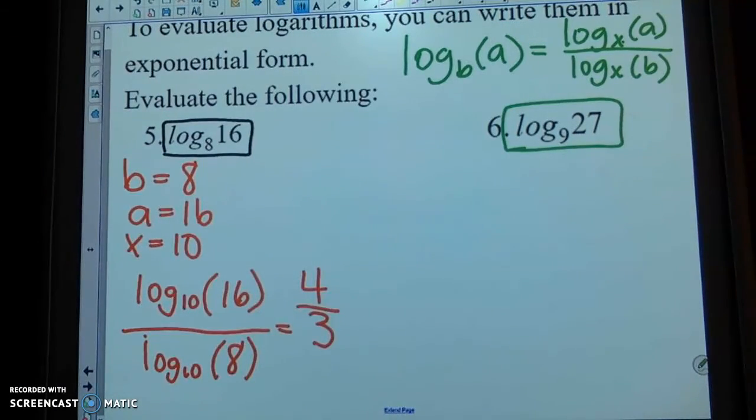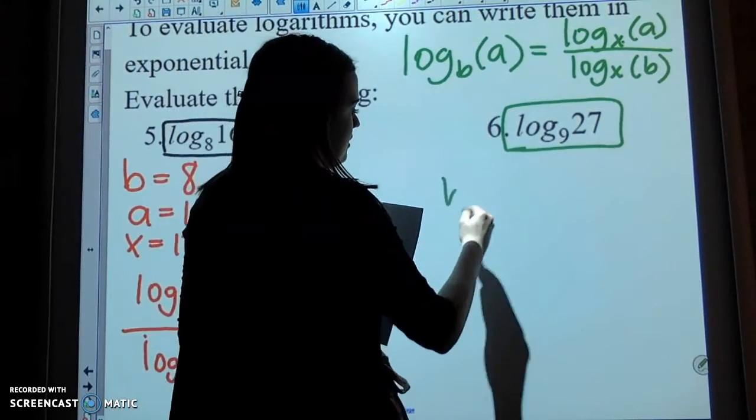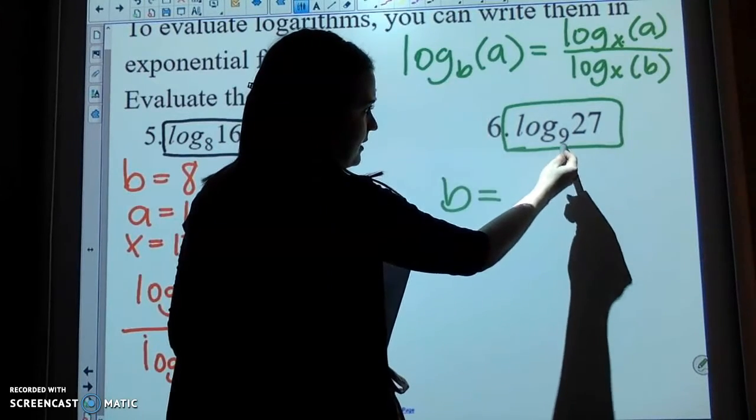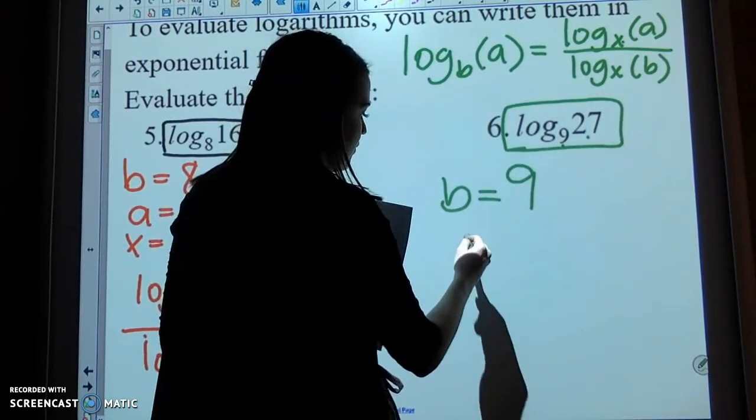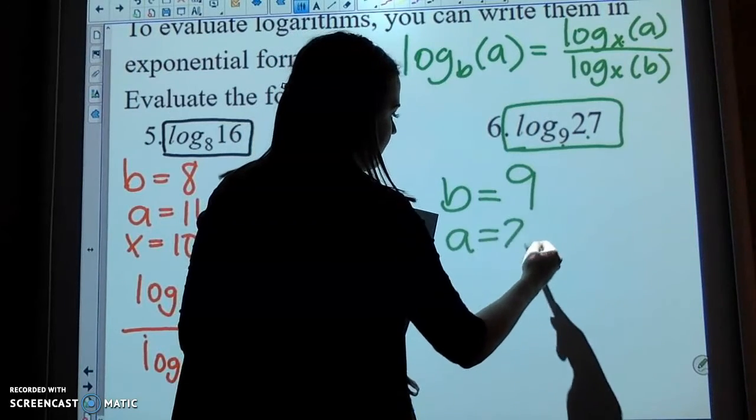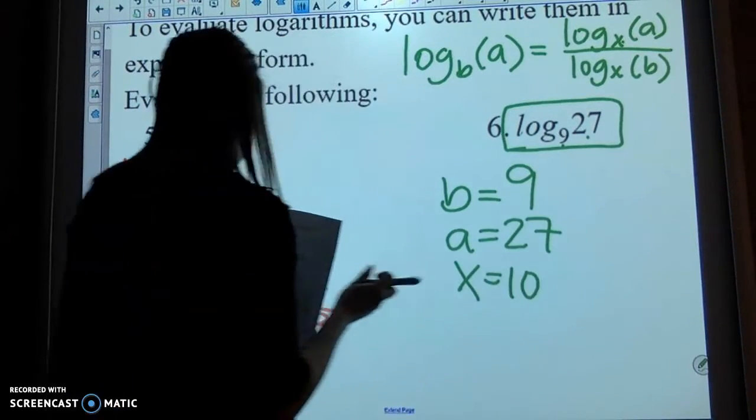You guys should be able to follow along better with this one then. So let's go through and let's figure out our b's, a's and x's. So our b is our base, which in this case is 9. Our a, in this case, is 27. And our x is 10. Remember, x is always 10.